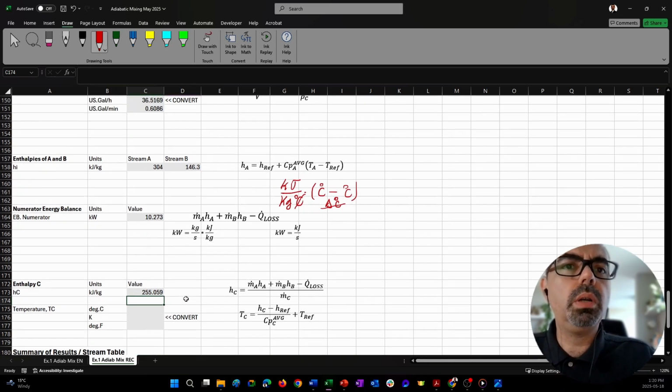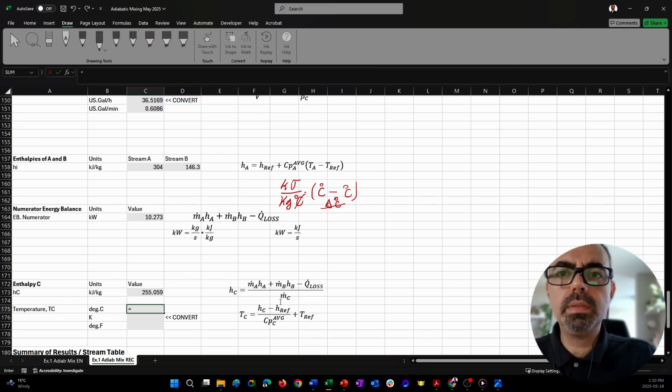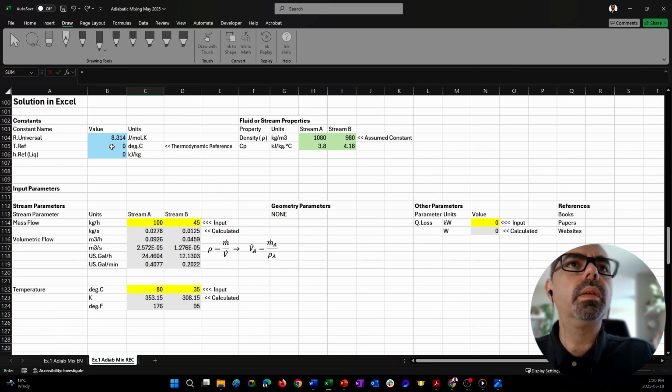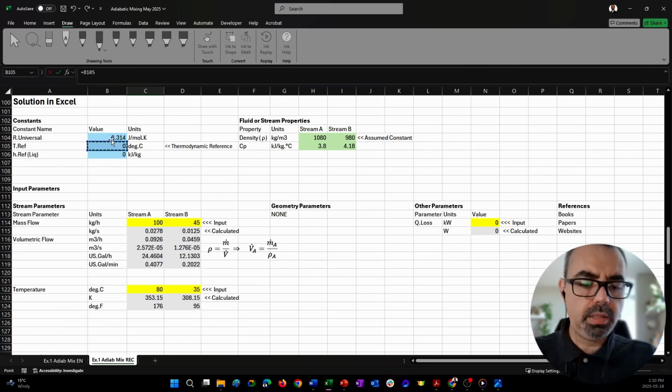Then we need to solve for the temperature. And I'm going to use now the definition of enthalpy that we just used before. So we're going to go back. Temperature of C is going to be reference plus all this group. So let's start with the reference temperature. Reference temperature, I'm going to fix it again. F4.